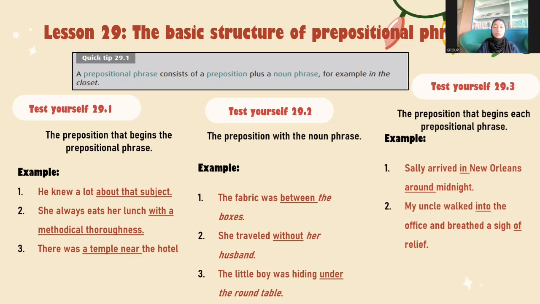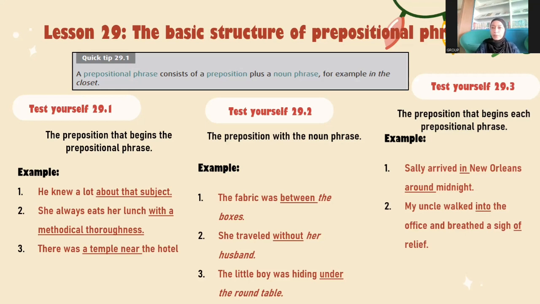And then test yourself 29.2, the preposition with the noun phrase. Example, the first, the fabric is between the boxes. Between is underlined and the boxes is the squiggly line. And the second, she's traveled without her husband. Without is underlined and her husband is squiggly line. And the third, the little boy was hiding under the round table. Under is underlined and the round table is squiggly line.